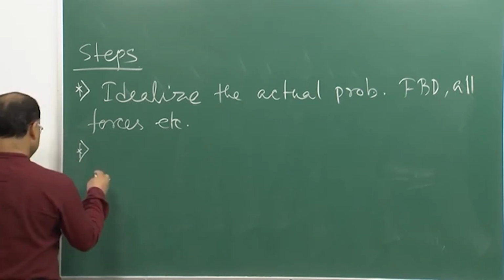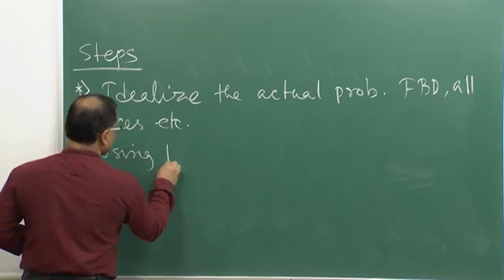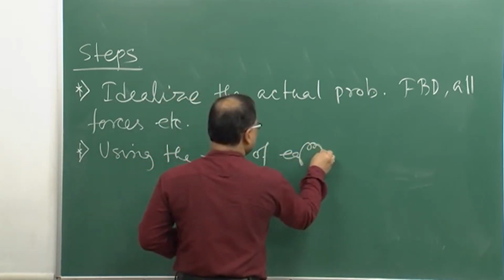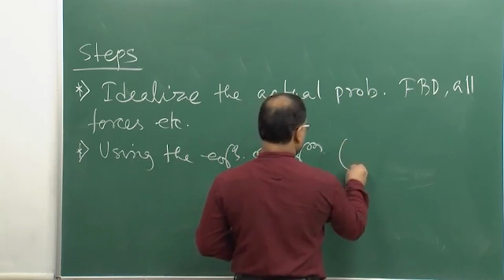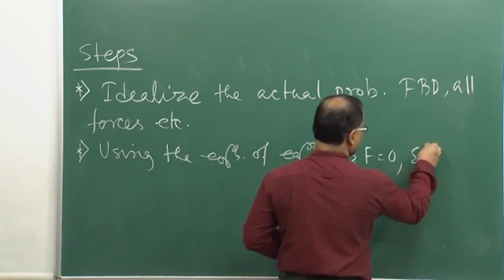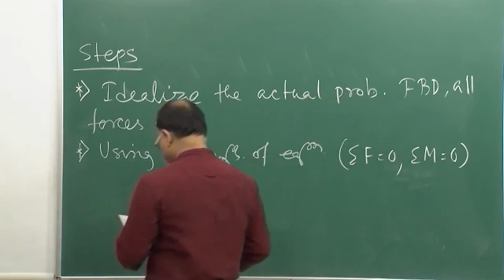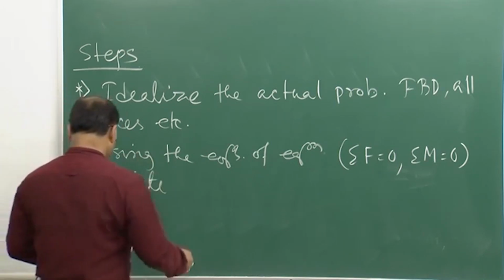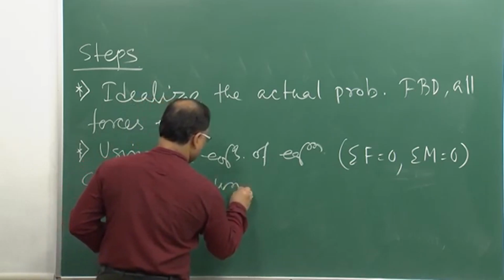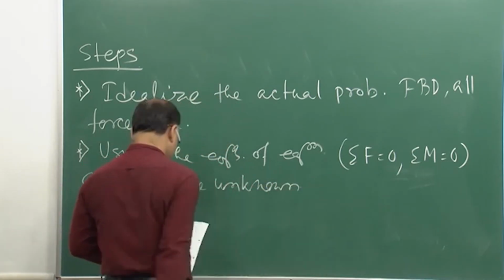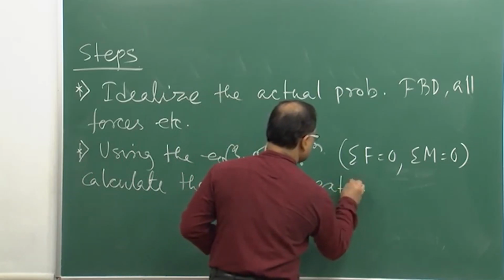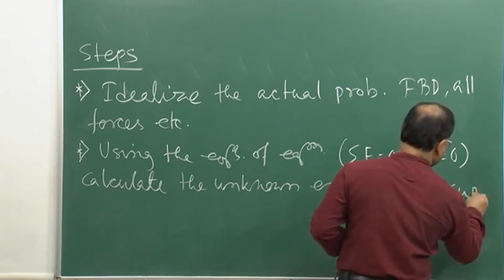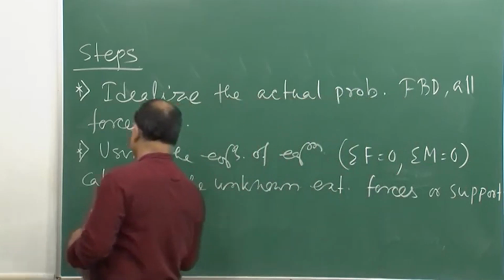Next step is that, using the equations of equilibrium, that you know, summation of F is 0, summation of M is 0, calculate the unknown external forces or support reactions.